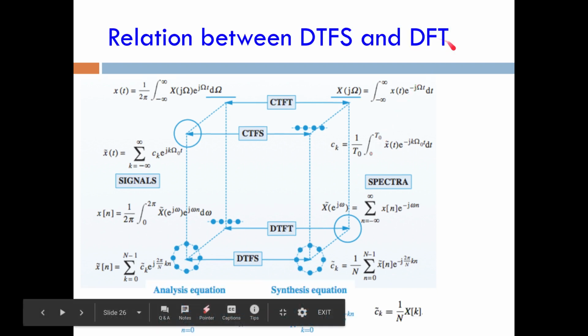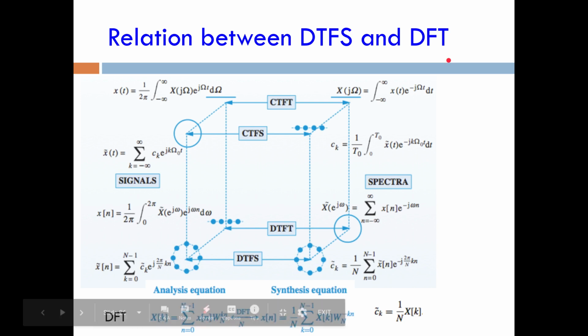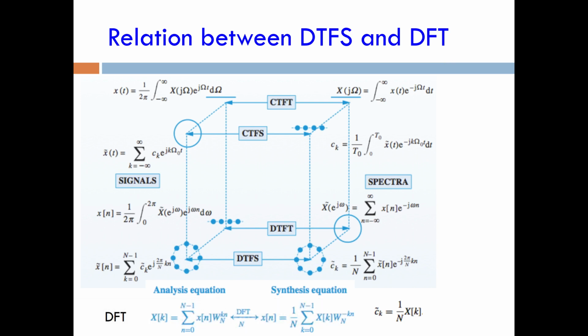There's something else known as a DFT. So DFT is used for signals which are finite in time, a finite length signal. Now there is a clear relation between DFT and DTFS. That is, the DTFS is defined as 1 by N of the DFT spectrum component.